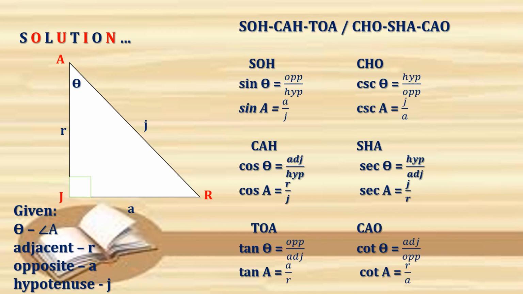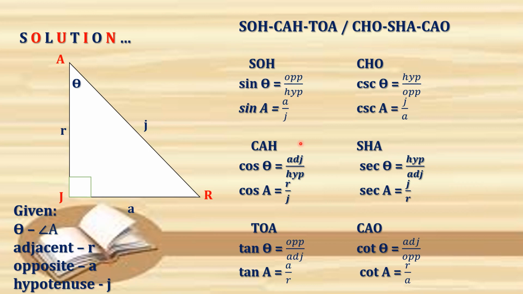Let us use our SOHCAHTOA and the CHO-SHA-COW to determine the 6 trigonometric ratios of the given triangle. So here, SO again, stands for sine theta is equal to opposite over hypotenuse. Based from our given, our opposite side is A and the hypotenuse is J. That's why for sine A, we have A over J.